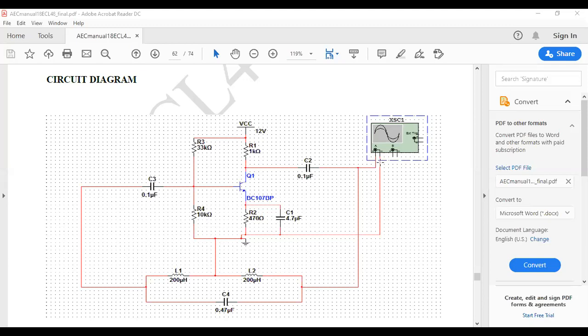This is the circuit diagram which you are seeing. This is a circuit diagram for the Hartley oscillator. So this is the experiment which I already conducted in Multisim software. Let's go with the explanation.